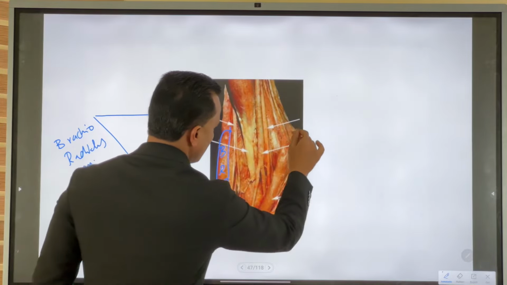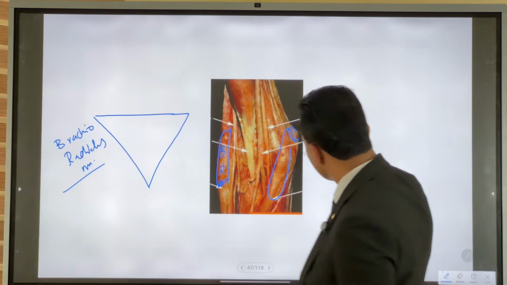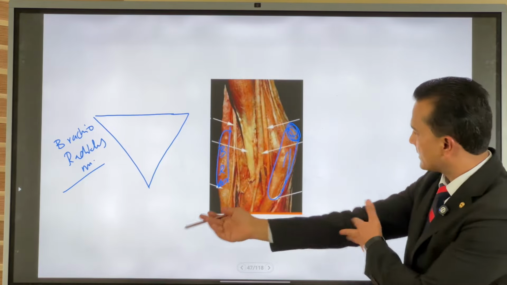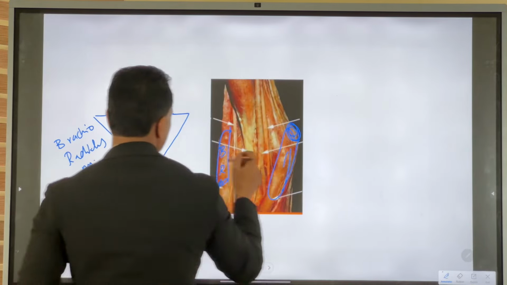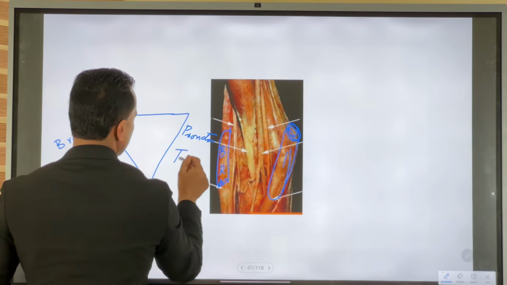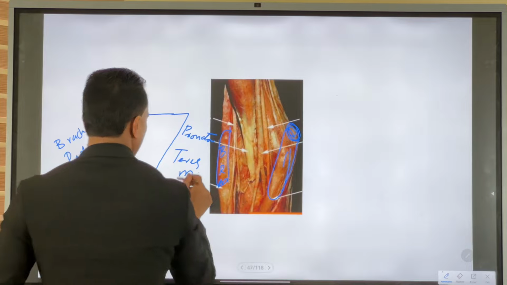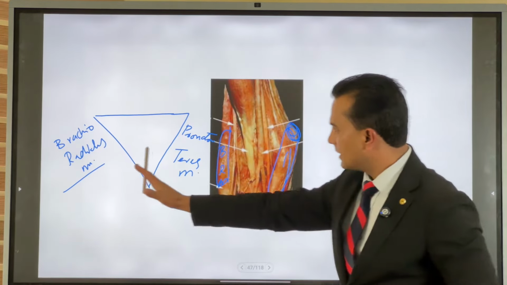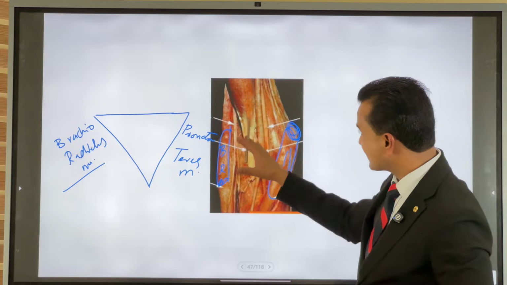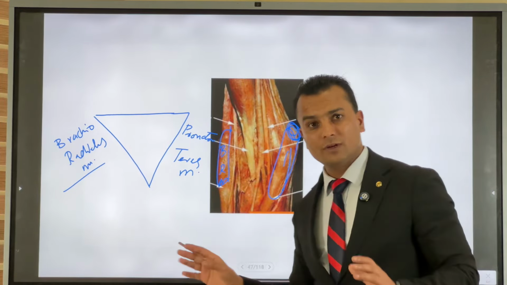On the medial side, on the inside here, you can even see the medial epicondyle of the humerus. This is the medial side, and on the medial side you can see the pronator teres muscle. So this is the lateral boundary of the cubital fossa and this is the medial boundary. It is a triangular depression or fossa in front of the elbow joint.